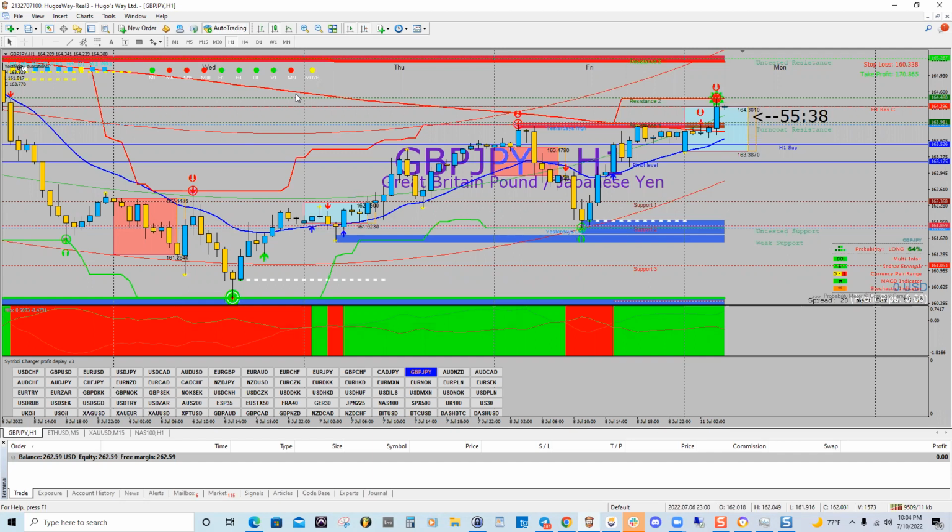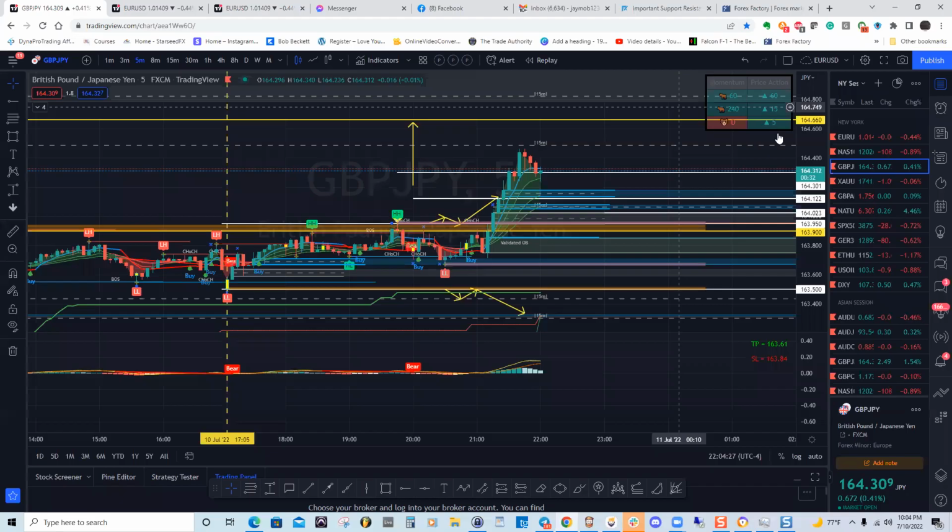164,480 is where... So 164,660 is a weekly level. It has to get to that point. If it gets to 164,660, then we are looking at a major level. If it gets up there, it's possible that they could reject hard off that, or maybe not. We have to see.